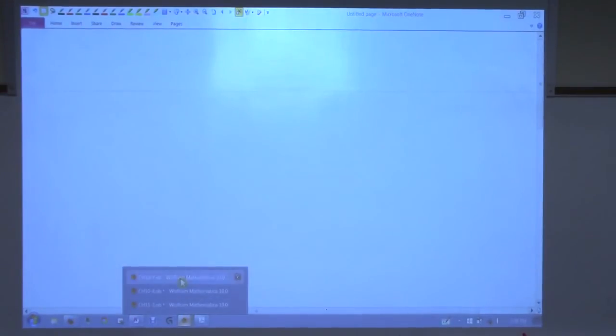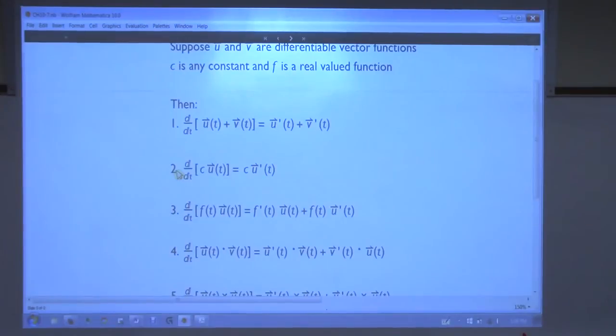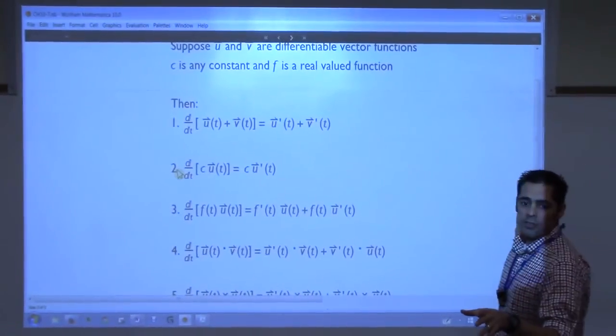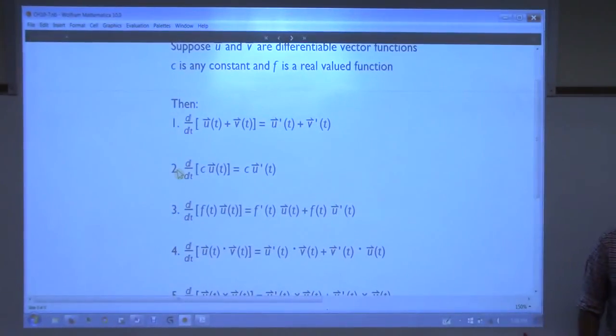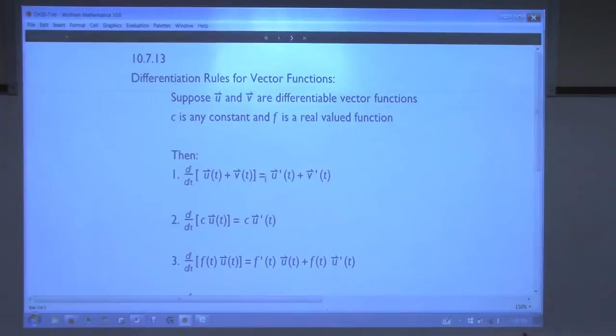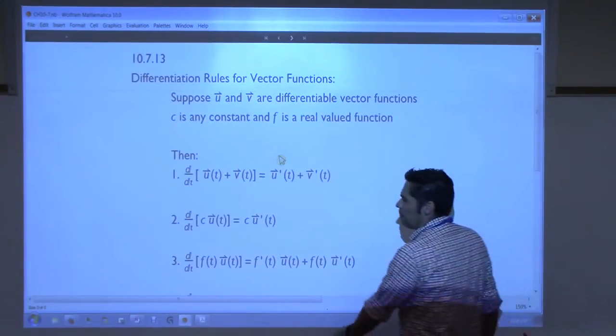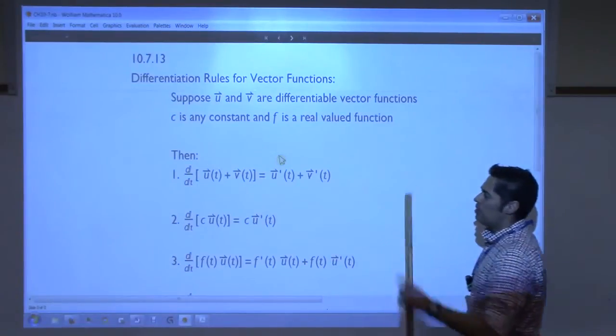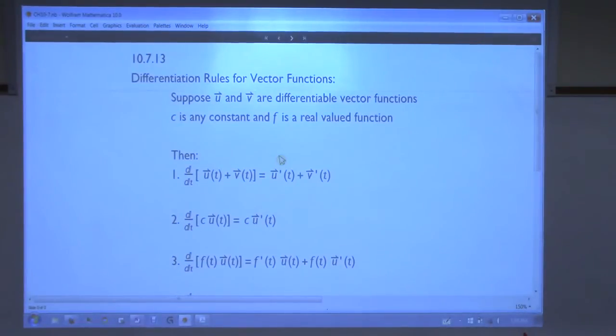If you have any questions over the mini exam, everything I handed to you, those are all the correct answers. So you now have kind of a key for the exam. We left off last time talking about the derivatives of vector functions. And then we got to this point where we're going to have a bunch of rules. I'm going to run through these very quickly.